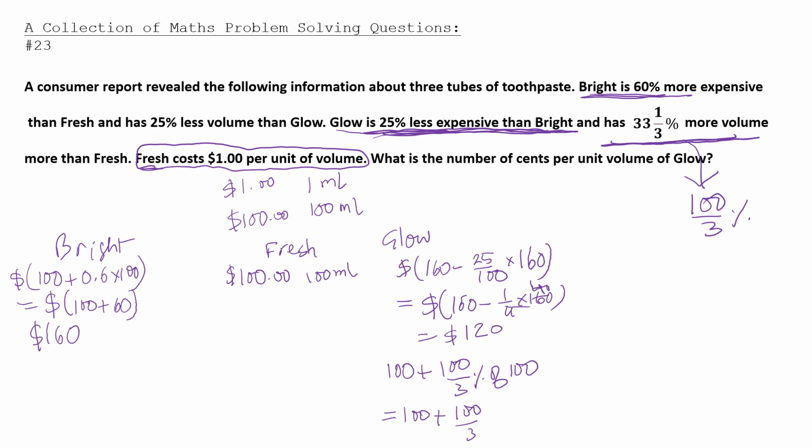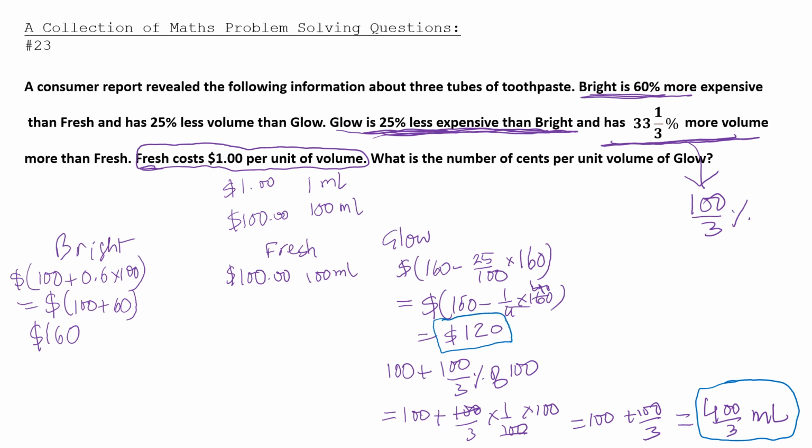So that will be divided by 100 because it's a percentage. So I'm going to write 1 out of 100, and then of course another 100. So the 100s get cancelled out and I am left with 100 plus 100 out of 3, and that equals 400 out of 3 ml. That is the volume of Glow and that is the cost of Glow.